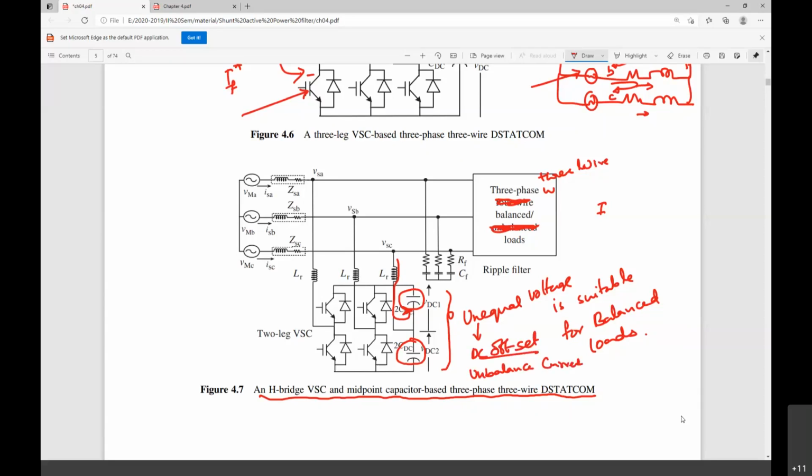You can observe it also: if you allow any DC current in this topology, you will see that an unbalanced current flows. So that was the explanation which I have given here. An H-bridge VSC and midpoint capacitor based three-phase three-wire system cannot be used for the unbalanced load because of the unequal voltage, the unbalanced voltage issues.